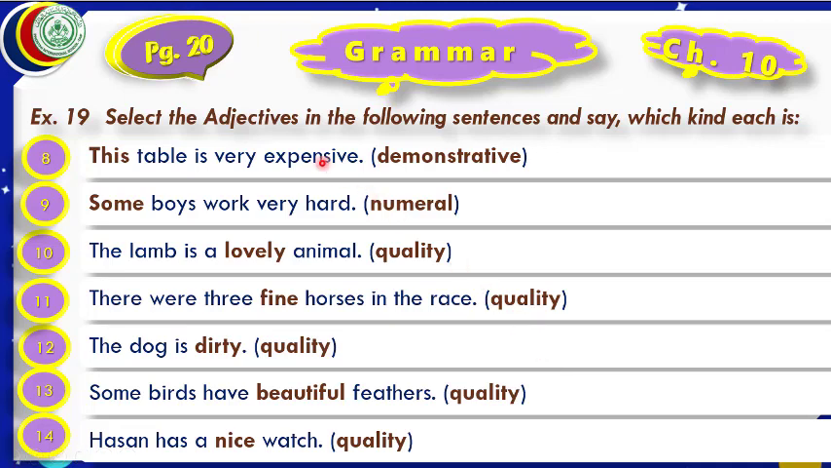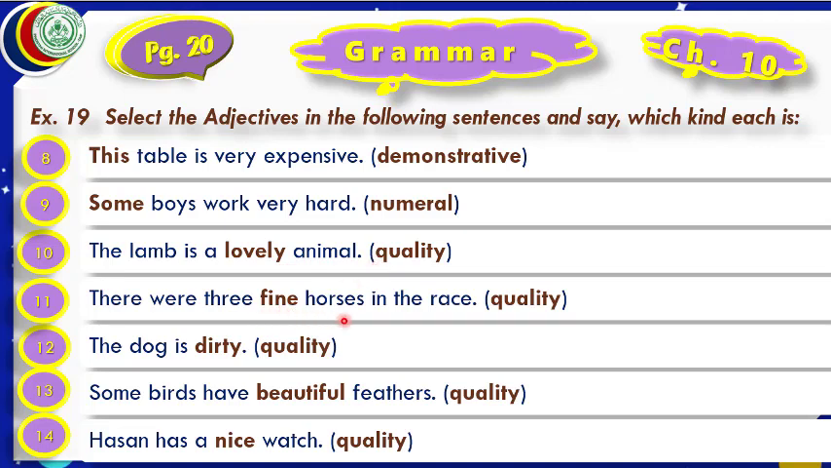This table is very expensive. This, that. When they come before a noun, they are called adjectives and the type will be demonstrative adjective. Some boys. How many? Some. It is numeral. The lamb is a lovely animal. Lovely is the quality. That is why this is adjective of quality.